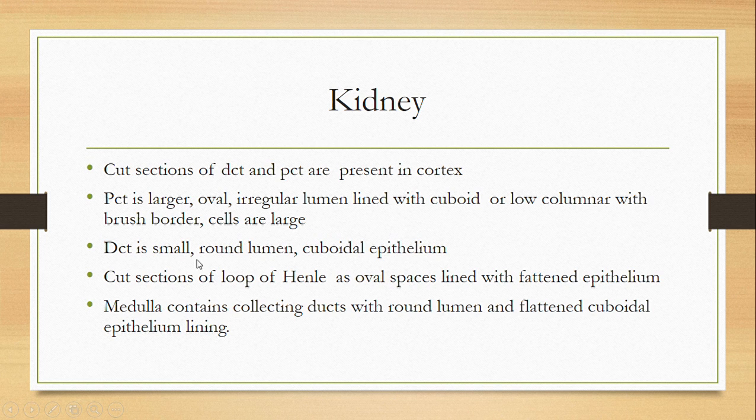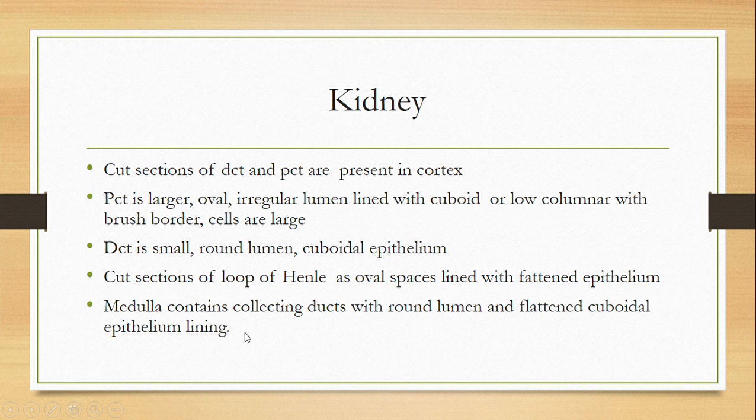DCT is small with a rounded lumen lined with cuboidal epithelium. The cut sections of the loop of Henle can be seen as simple oval spaces lined with flattened epithelium. The medulla contains collecting ducts with a round lumen and flattened cuboidal epithelium lining.